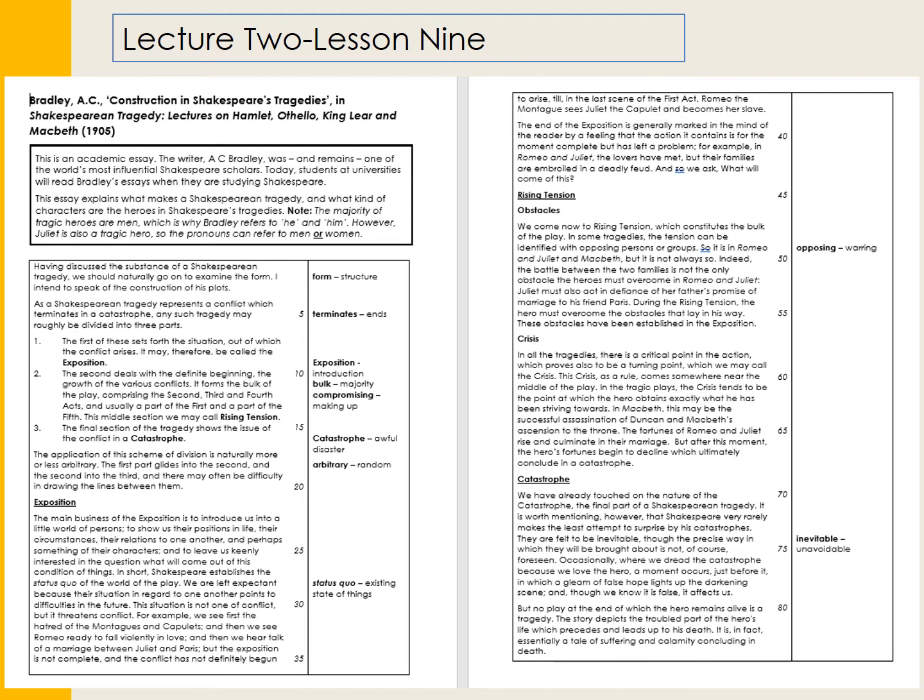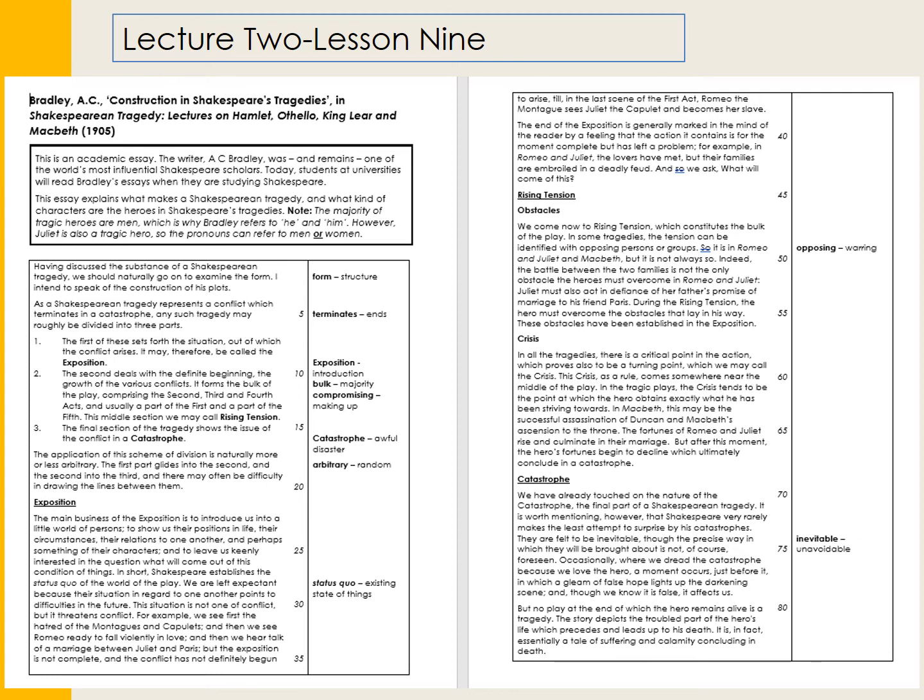Okay. So, exposition. The main business of the exposition is to introduce us into a little world of persons, to show us their positions in life, their circumstances, their relations to one another, and perhaps something of their characters, and to leave us keenly interested in the question, what will come out of this condition of things? In short, Shakespeare establishes the status quo of the world of the play. We are left expectant because their situation in regard to one another points to difficulties in the future. This situation is not one of conflict, but it threatens conflict.